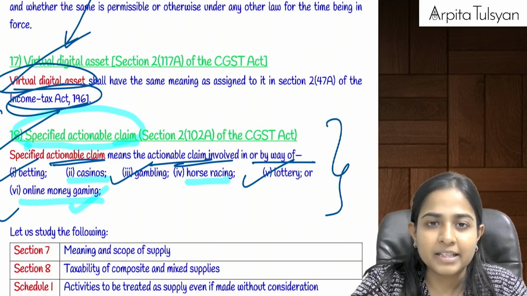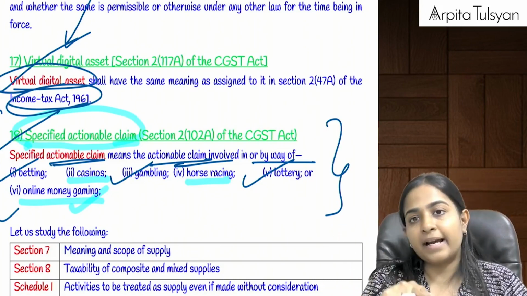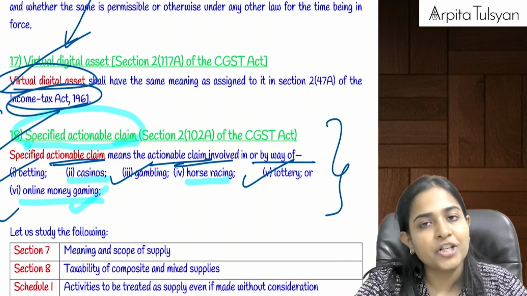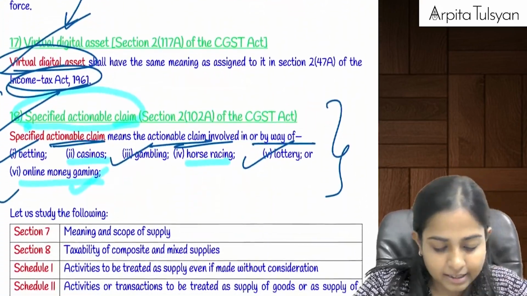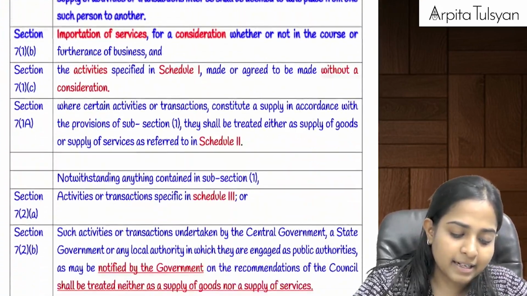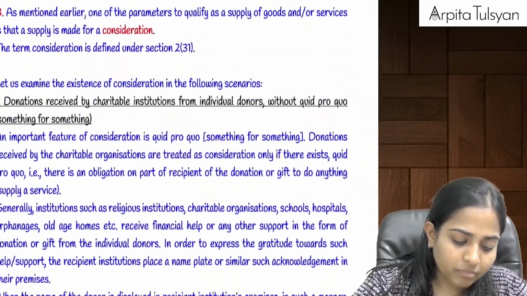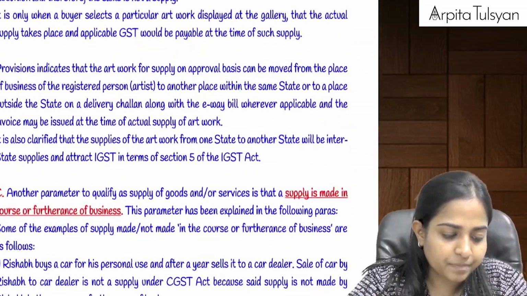Are you clear with this? Yes, supplier is liable to pay the tax, so reverse charge mechanism is not applicable, forward charge is applicable. That we'll study ahead. Are you clear till here? Okay, one more, last.